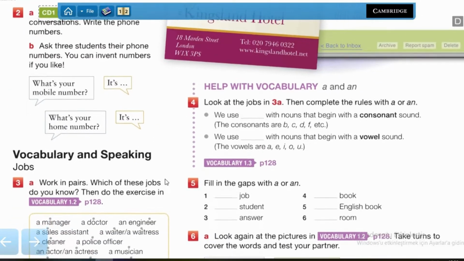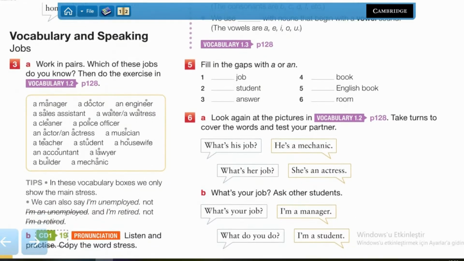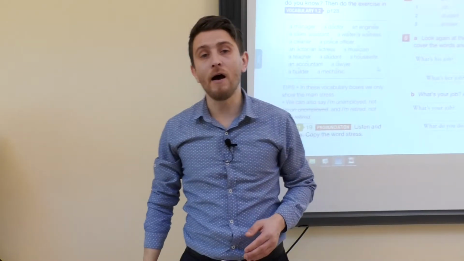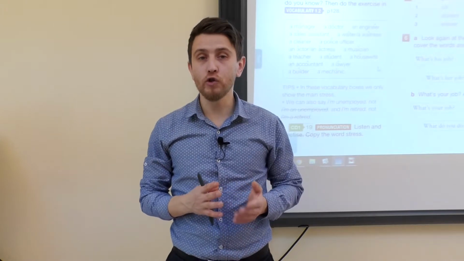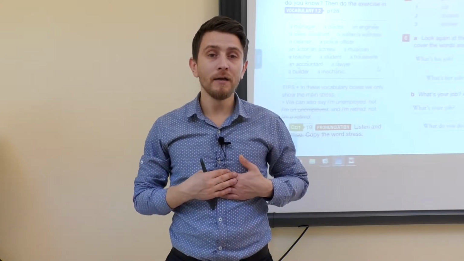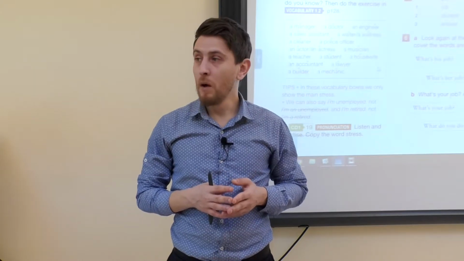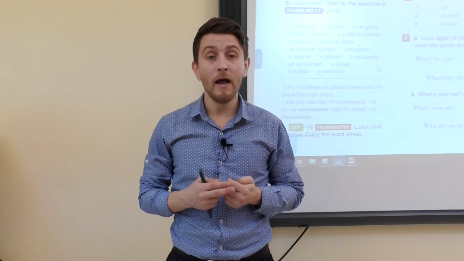Here we go with the jobs now. As you know, we have lots of jobs. For example, I am a teacher. My father is an artist. My mom is a housewife. My brother is a graphic designer. My uncle is a doctor. So we have lots of jobs. Teacher, doctor, nurse, pilot, engineer, accountant.